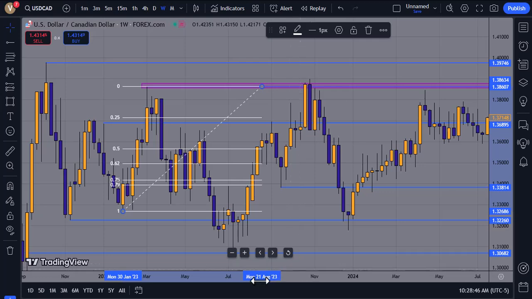Okay, now look at this. Price went from here to this point. What happened? Immediately it came down to this very point and formed the swing low. What happened?